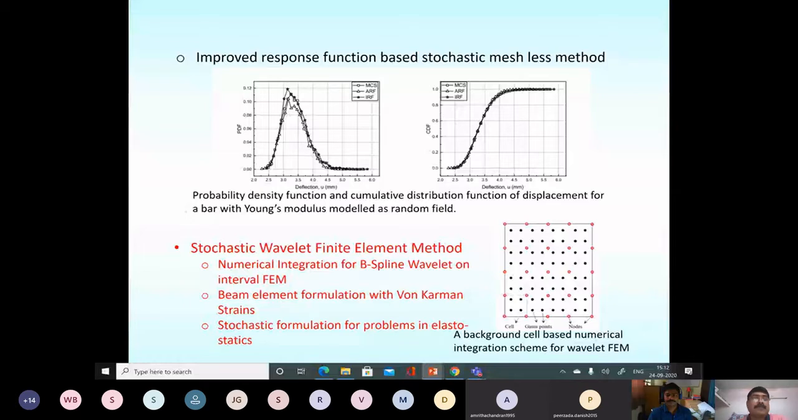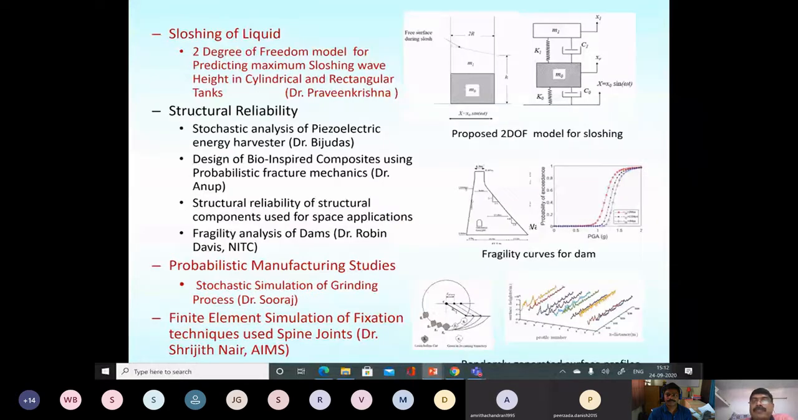And when I group some of the areas, as Professor said, I work on sloshing. We proposed a two degree of freedom system to find the wave height as well as force. Many of my areas are majorly concentrated on structural reliability and probabilistic analysis, like piezoelectric and bioinspired composites, and structural reliability and fragility analysis of dams. Actually, it's with Dr. Robin Davis. He is very familiar to NIT Rourkela people. He was there, and now he's an NIT candidate.